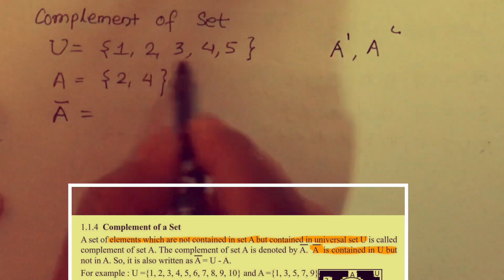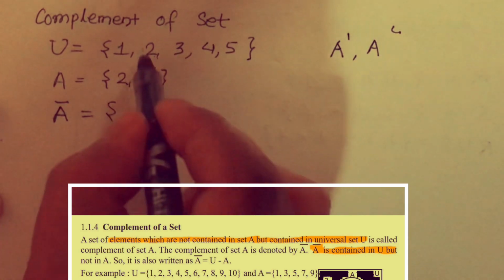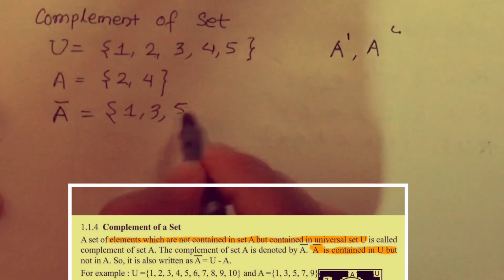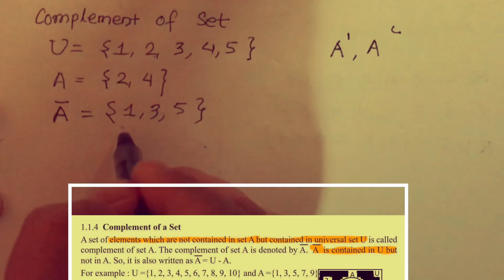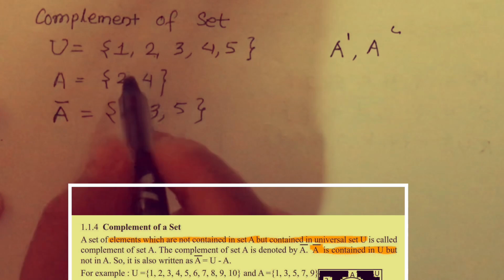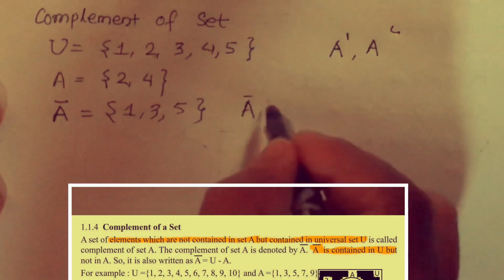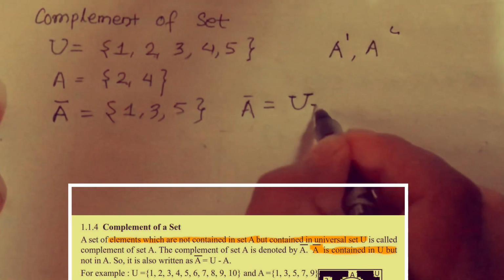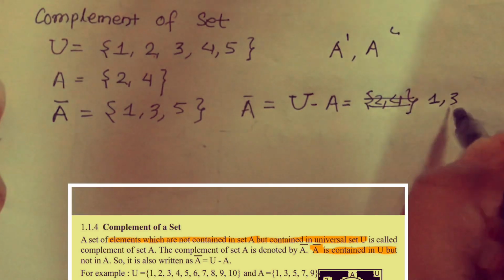So 2 and 4 belong to A, you don't have to write them, and the remaining is what? 1, 3 and 5. So here elements 2 and 4 are not written, but the remaining elements from the universal set are written. And this complement can also be written in difference form, that is U minus A. Okay. 1, 3, 5.